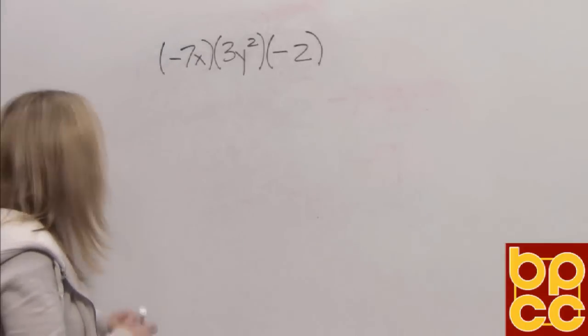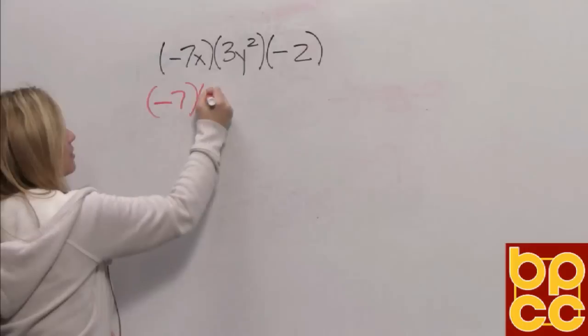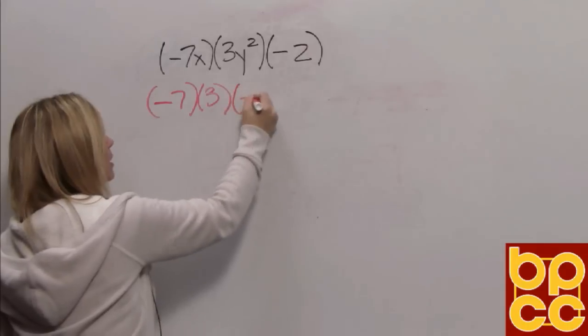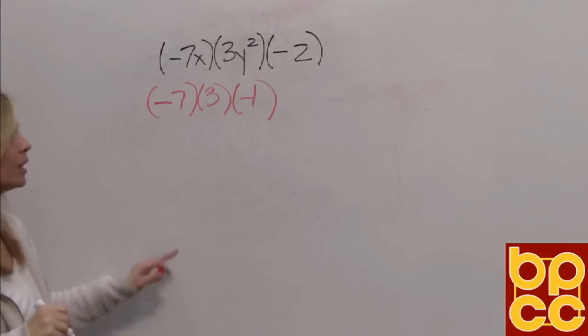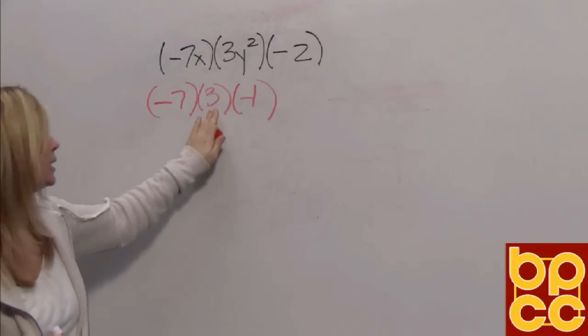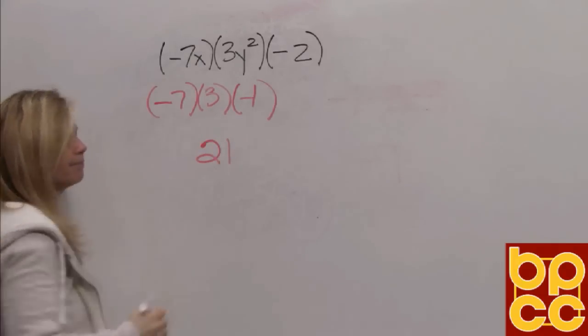So let's look for our coefficients. We have a negative 7, a positive 3, and remember, this coefficient is understood to be a 1 with a negative in front. That's negative 1. So negative 7 times 3 is negative 21. Negative 21 times a negative 1 would make positive 21.